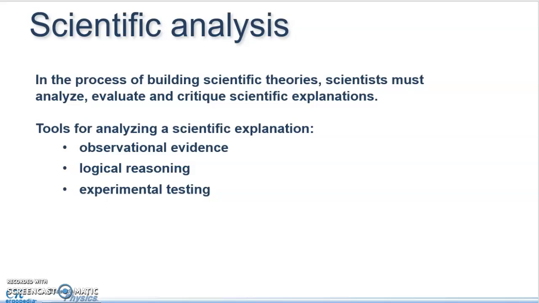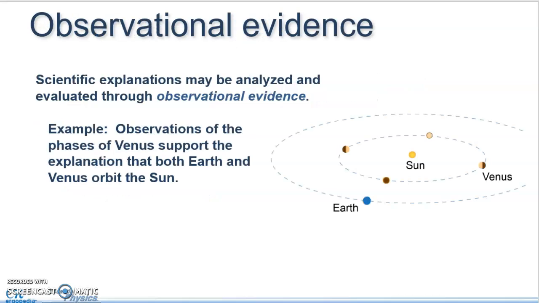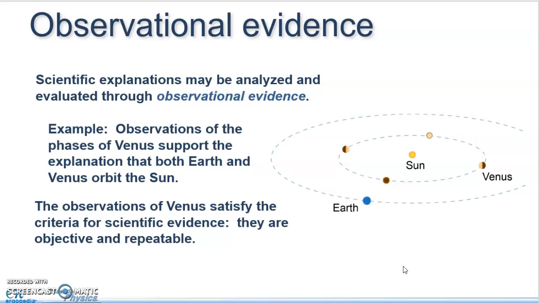All right, so let's see, tools for analysis. We're going to talk about observational evidence, logical reasoning, and experimental testing. So you can make observations, and if you observe Venus for an extended period of time, those observations would fit the model that the Earth and Venus both orbit the Sun. It's very hard to explain without assuming that. And these observations are objective and repeatable, so they do fall in the category of scientific evidence.